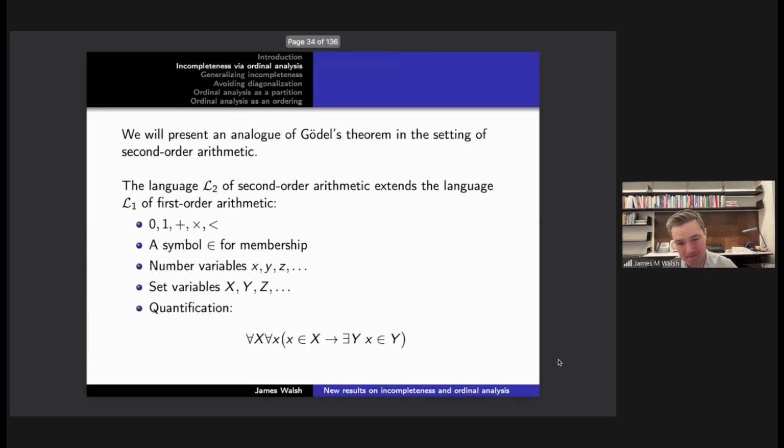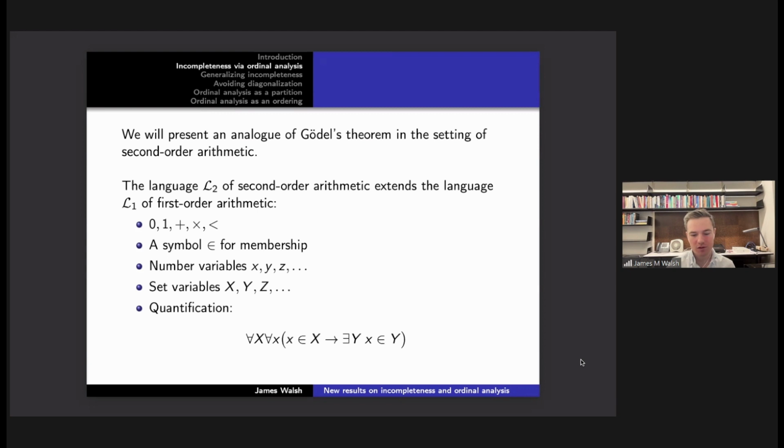And we are going to allow quantification over both types of variables. So I have here a formula in the language of second order arithmetic, which says for every set X, for every number x, if the number belongs to the set, then there's a set Y such that little x is in Y. So here we have quantifiers over both types of variables, quantifiers over sets, quantifiers over numbers, and we're using this new membership symbol. So this is this richer language.